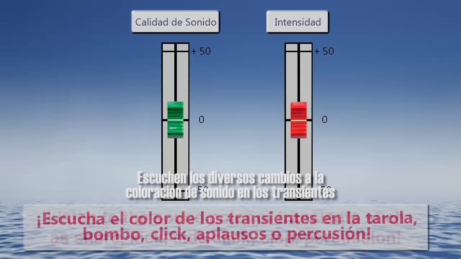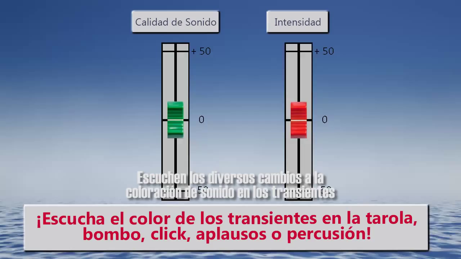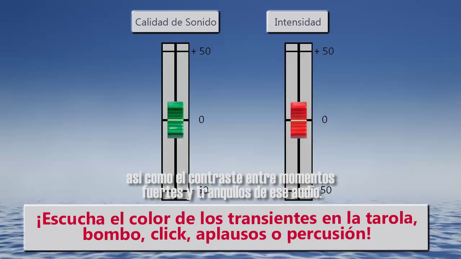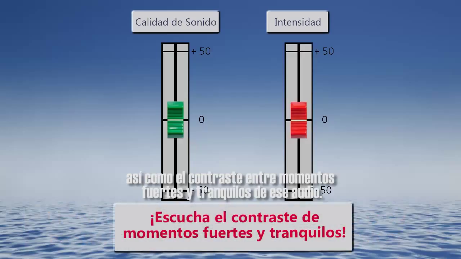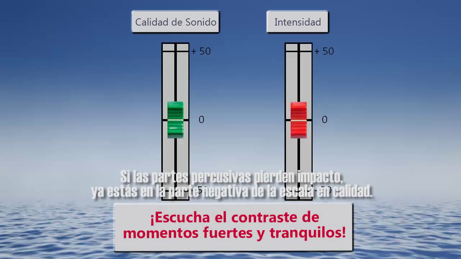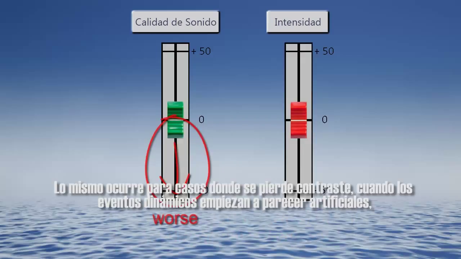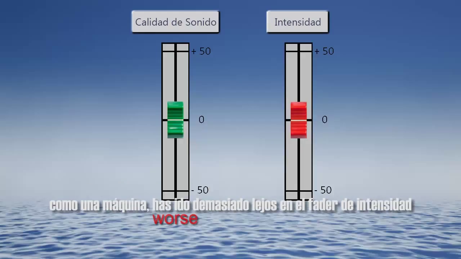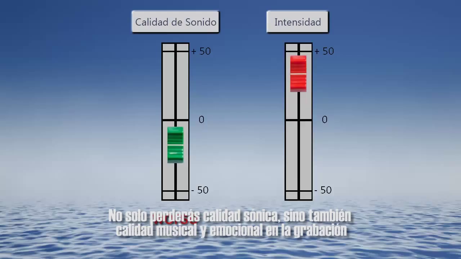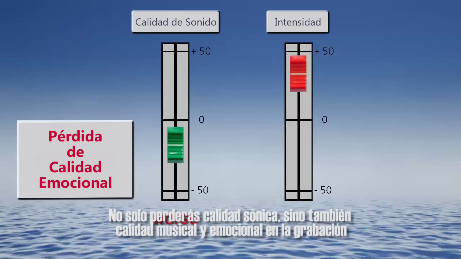Listen to the subtle changes of sound coloration of transients and the contrast between loud and calm events within the audio. If a percussive event loses impact, you are already on the negative side of the quality scale. The same is true for the case of a loss of contrast. When a dynamic event starts to appear artificial or machine-like, you went too far with the loudness fader. You will not only lose sonic quality, you will also lose musical and emotional quality of the recording.